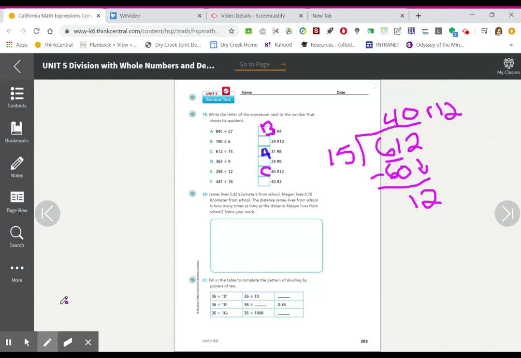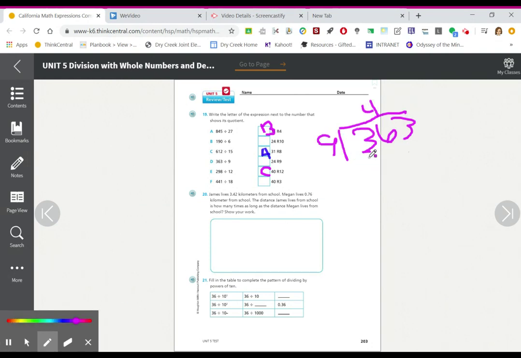And now I'm going to move on to D. So I'm going to write on the side here 363 divided by 9. I know that 9 times 4 is 36. So 36 minus 36 is 0. So now I got to bring down my 3. Is 3 less than 9? Yes. So I can't continue because 9 does not go into 3. It goes in 0 times.